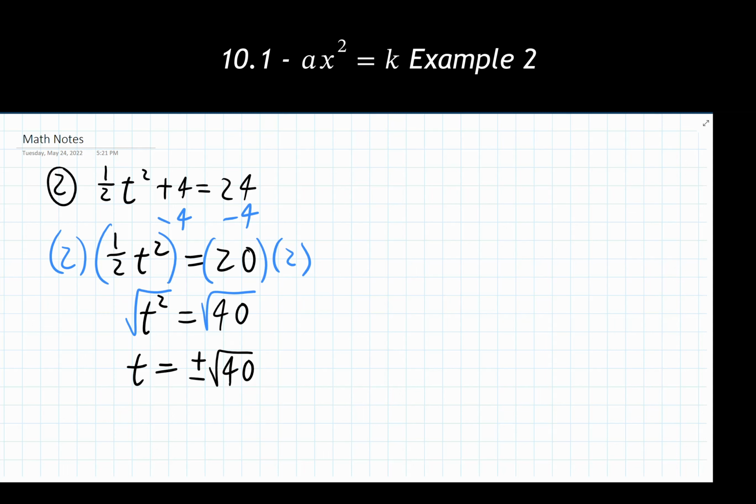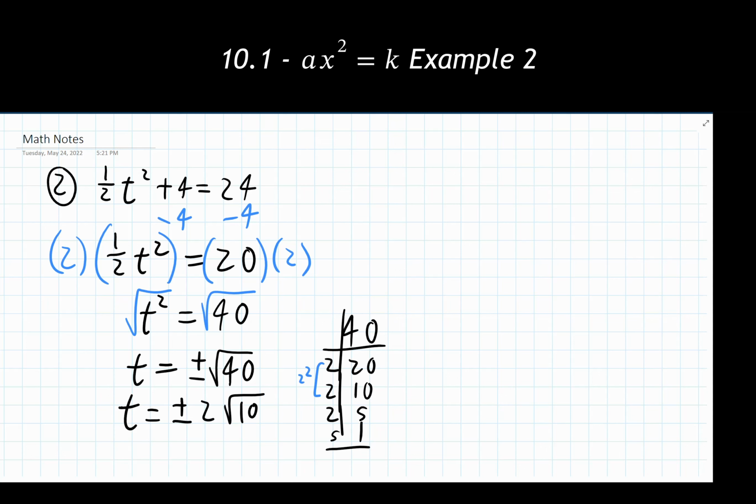If you were asked to write it out using radical notation, similar to what we were doing in Chapter 9, you would need to go through and do what we did previously, which is determine the prime factorization of 40. And we determine, okay, I've got a perfect square showing up here. I have a 2 squared, which means that I'm going to get t equal to plus or minus 2 square root of 10.